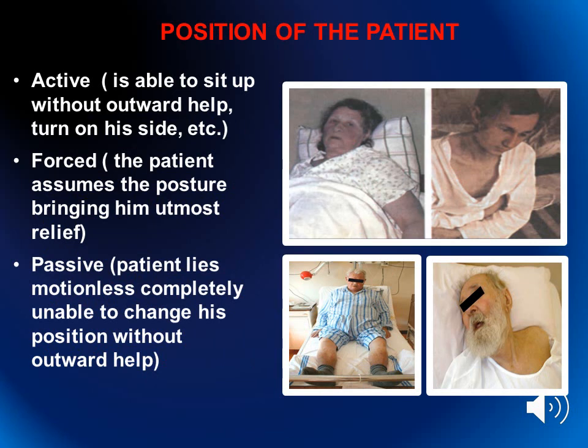Position of the patient plays a very important role in clinical practice in diagnosing disease. Three types of position are distinguished. Active position, when the patient is able to sit without outside help. Forced position, when the patient assumes a posture bringing him relief. And passive position, when the patient lies motionless, completely unable to change his position without help. In this picture, you see four positions. Three of them are forced positions, and the patient described in the lower right corner is in passive position.